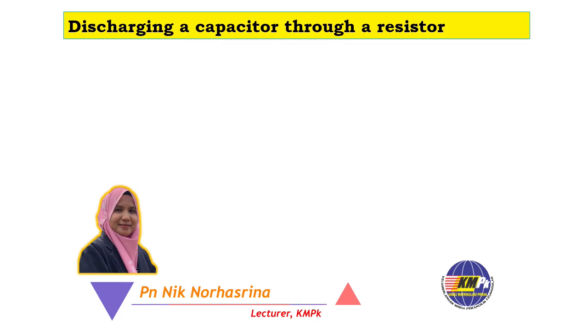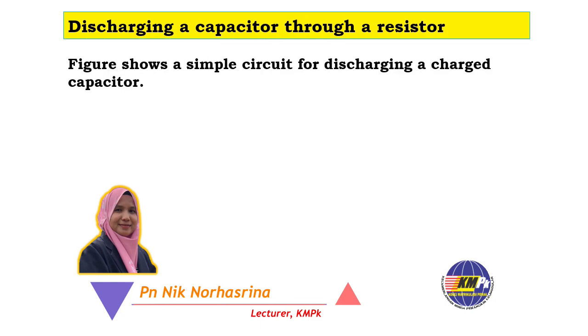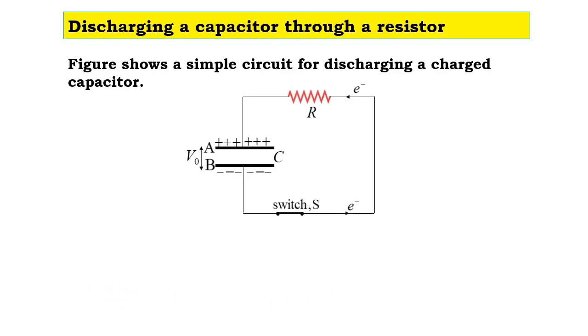For discharging a capacitor through a resistor, I show you a simple figure of the circuit for discharging a charged capacitor. The switch is closed and electrons from plate P begin to flow through resistor R and neutralize positive charges at plate A.